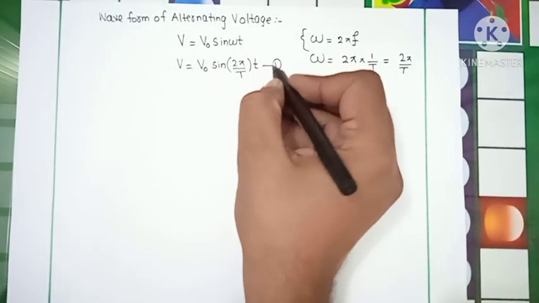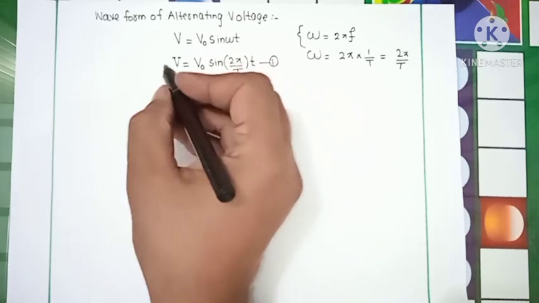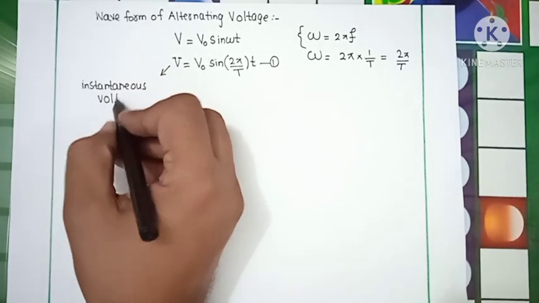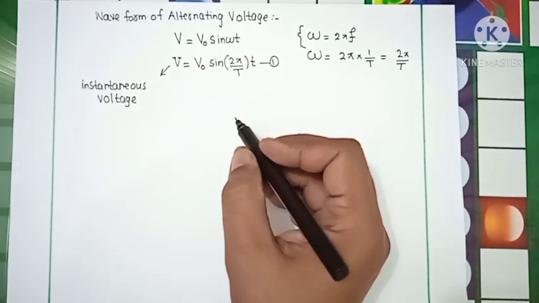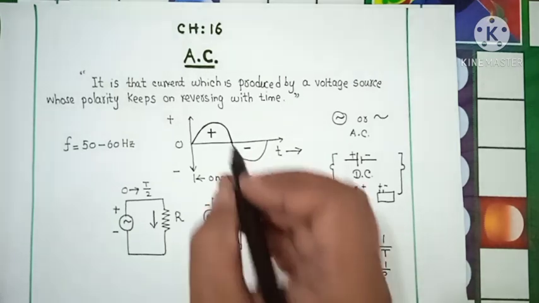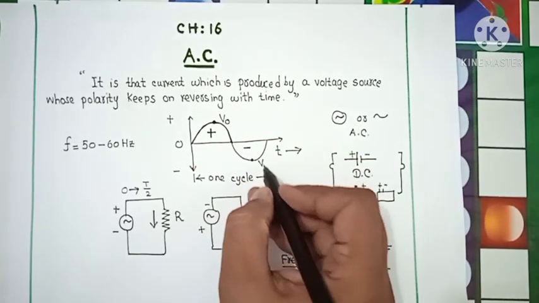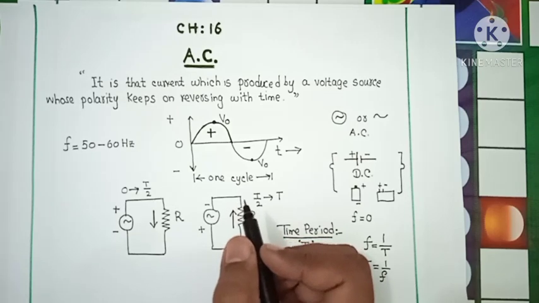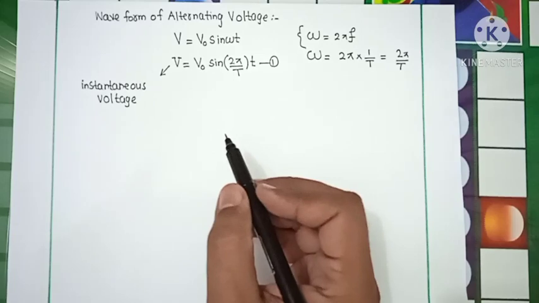This is equation number 1. Dear students, V is known as the instantaneous value of voltage. What does that mean? The value of voltage at any instant of time is known as the instantaneous value of voltage. Whereas, what do you mean by V naught? V naught is the peak value of voltage. This is the positive peak, this is the negative peak. So dear students, what is the difference between V and V naught? V naught is the peak value, the maximum value of voltage, whereas V is the instantaneous value of voltage.